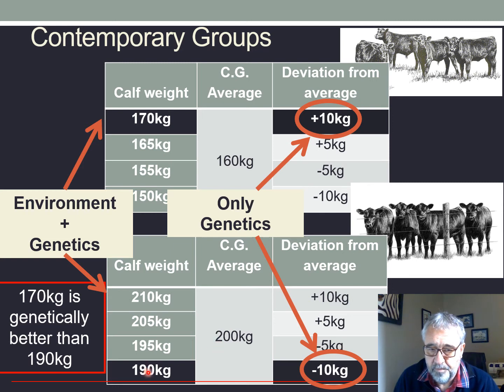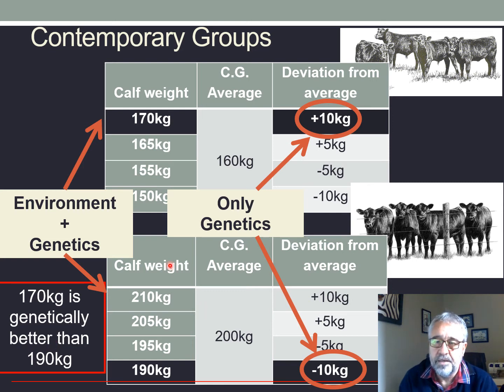200 minus 190, 10 kilograms lighter, whereas this 170 kilogram calf in the different group, or on a different farm, where the average was only 160, was 10 kilograms heavier than his peers. So this is the important part. You're comparing the plus 10 with a minus 10 and not the 160 with a 200 kilogram. So in this instance, the 170 kilogram calf was actually genetically superior to the 190 kilogram calf.